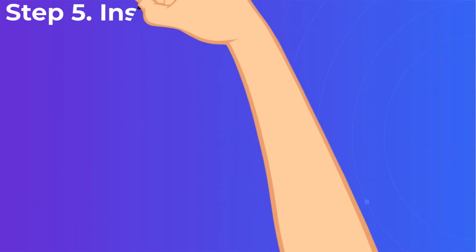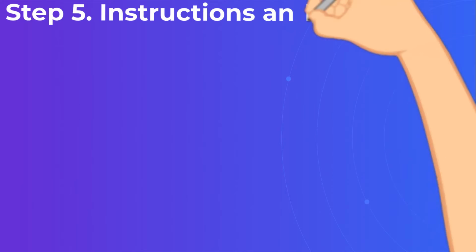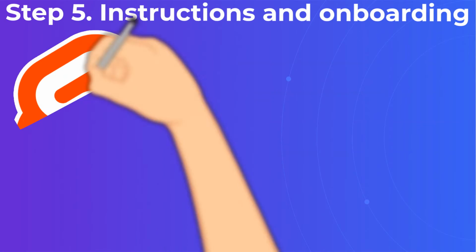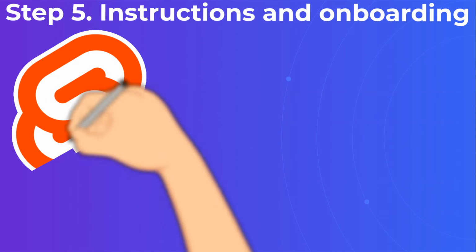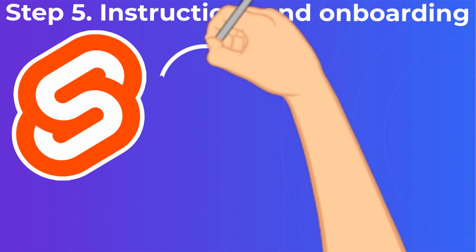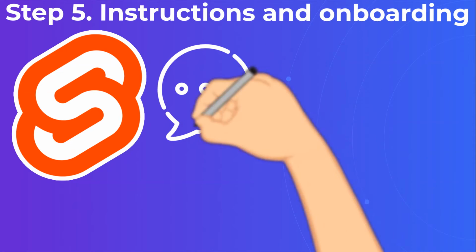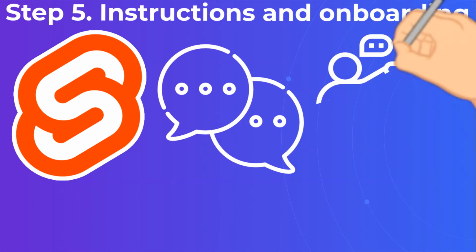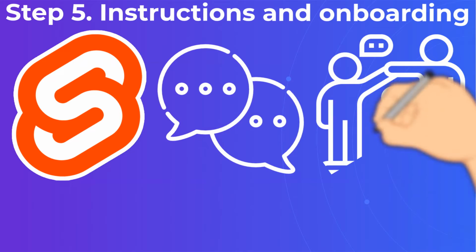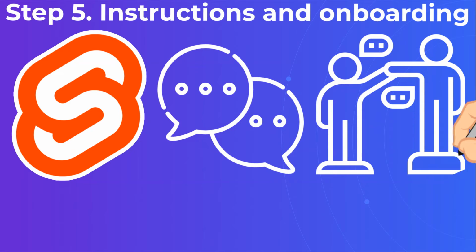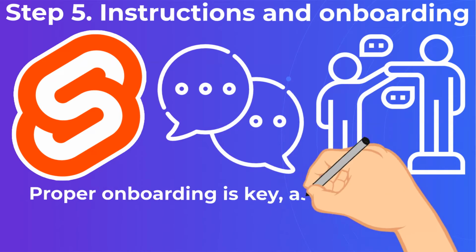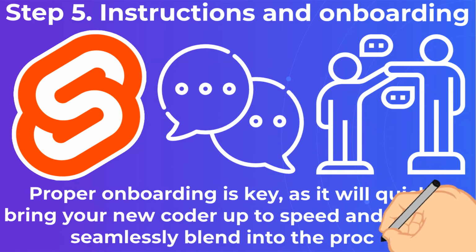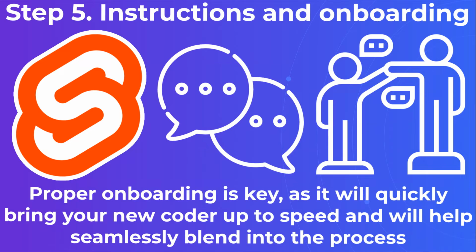Step 5. Instructions and onboarding. Once you've been able to find Svelte.js developers who can enhance your team, the final step is to establish communication. Proper onboarding is key, as it will quickly bring your new coder up to speed and will help seamlessly blend into the process. What should you talk to a coder about? Workflow, project management tools, codebase, current stage of your project, details of office and teamwork.